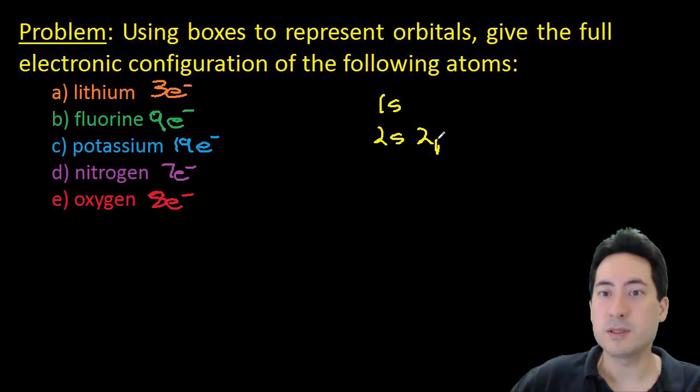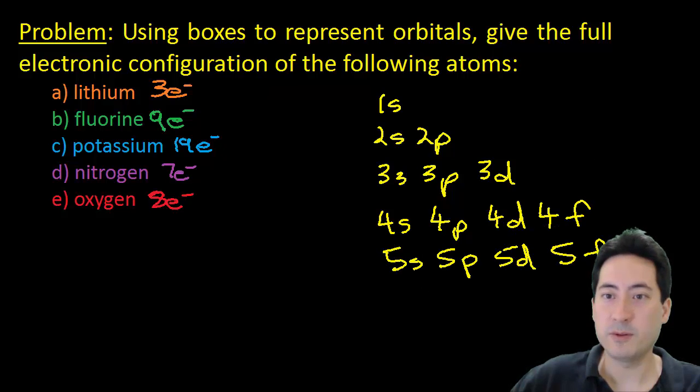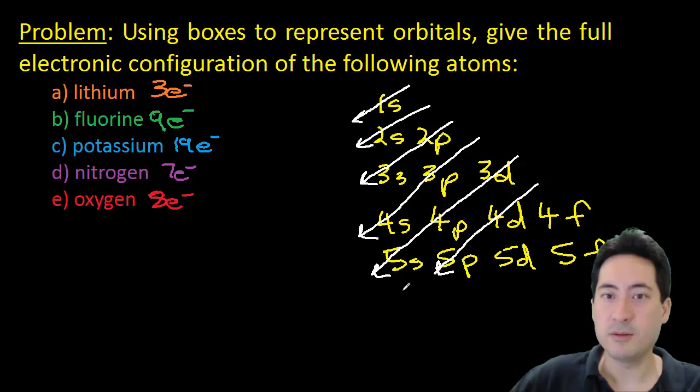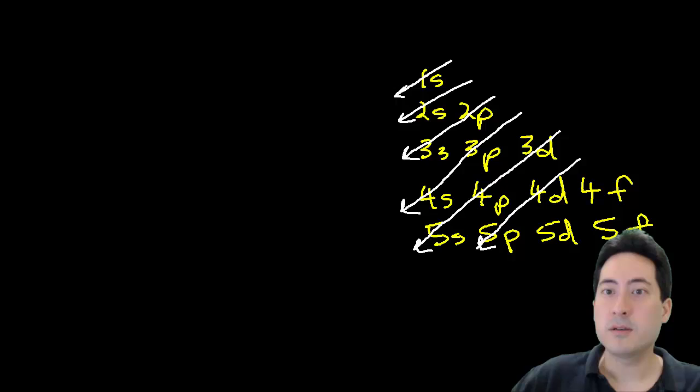Now I'm just going to do this once and cut and paste it. So as I mentioned before, the 1s, 2s, 2p, 3s, 3p, 3d, 4s, 4p, 4d, 4f. Write that out every time. Put the diagonal lines in there, and that's the order that we use. So lithium has 3 electrons. So the 1s will take 2 electrons, and then the 2s will take 1 electron.